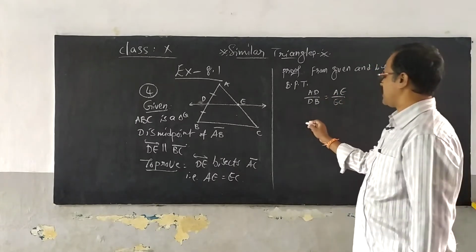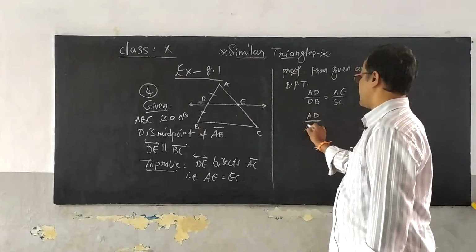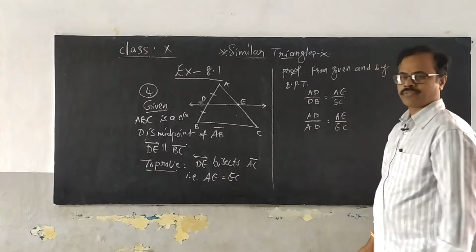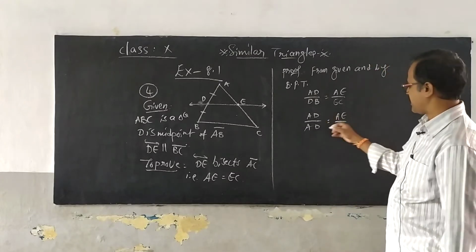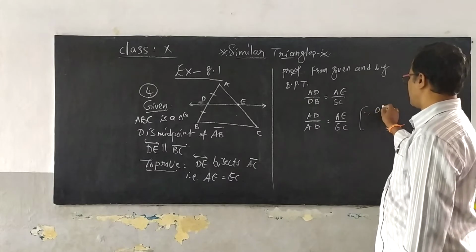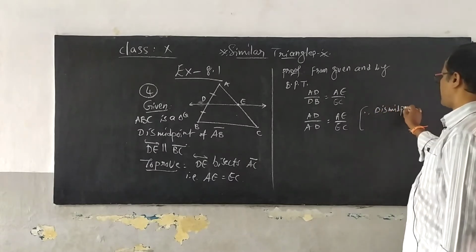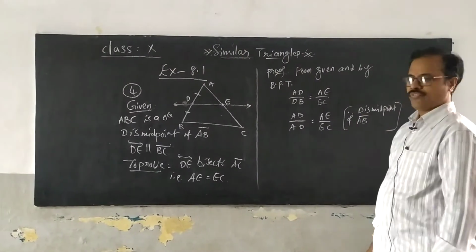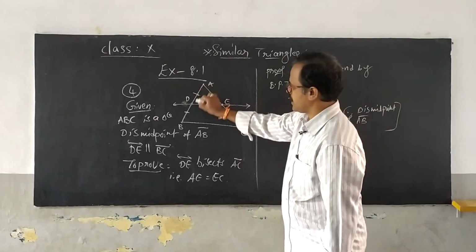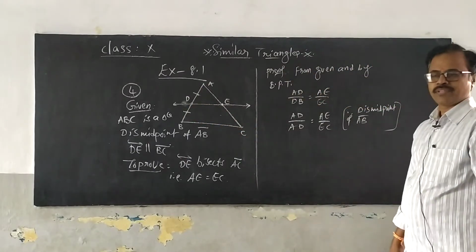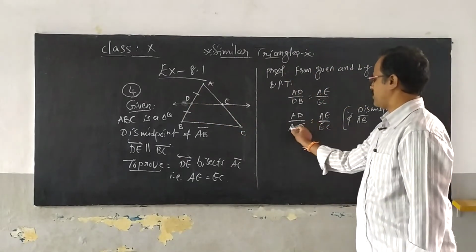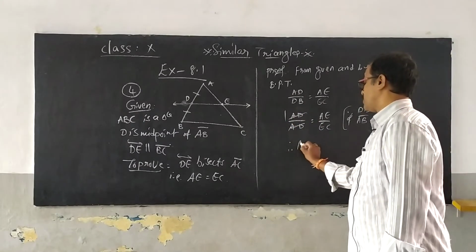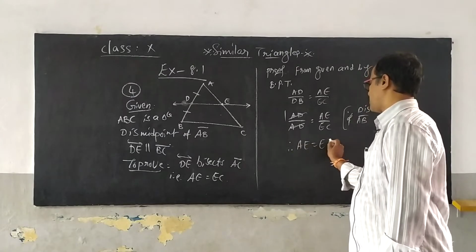Instead of writing DB, I can write here AD. AD by AD is equal to AE by EC. Why did I write AD by AD? Since D is the midpoint of AB line segment, you can say that AD is equal to DB. So in the place of DB, I wrote AD. When you cancel them, you will get 1. Now make the cross multiplication. Therefore, you can say AE is equal to EC.